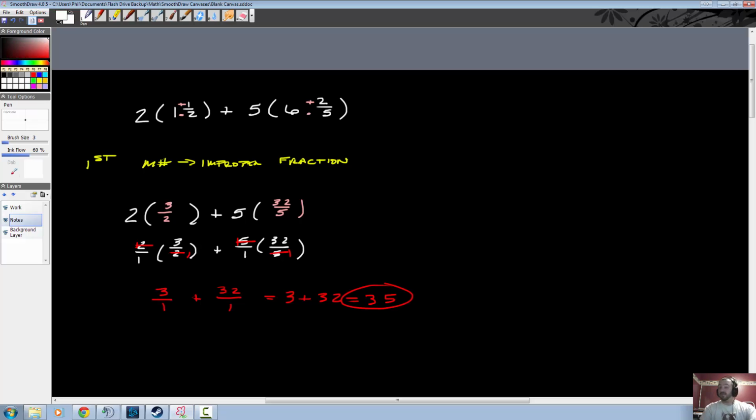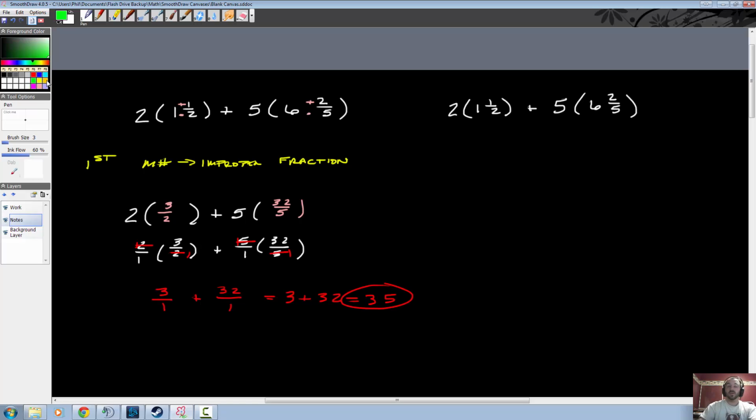All right, so now a slightly different way of looking at it. So we're going to start off with our original piece, and please pardon some of my writing here. It's looking kind of bad because I've got 2 screens, and the program's kind of seeing the 2 screens and screwing up my stylus pad here. So we've got 2 times 1 1/2 plus 5 times 6 2 fifths.